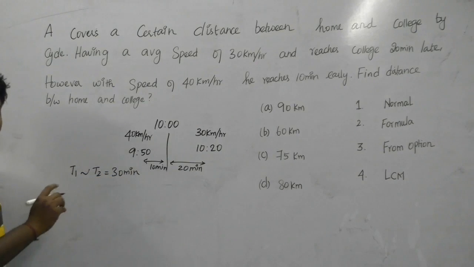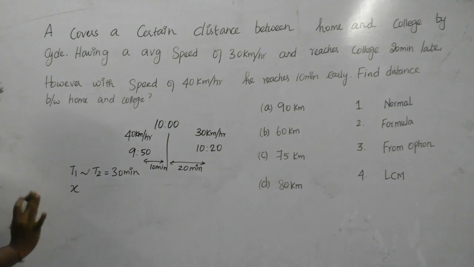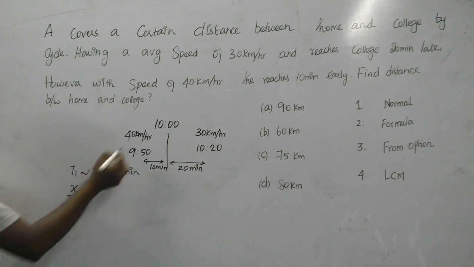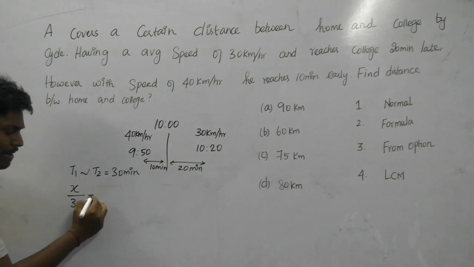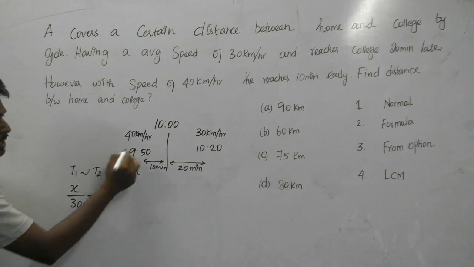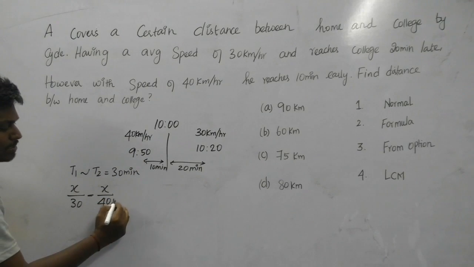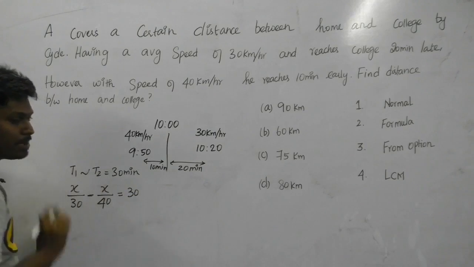Understood? Right? So we know that time equals distance divided by speed, so let's take the distance as x divided by speed. Initially he travels at 30 kilometers per hour, right? The difference is minus, right? Both distances are the same. Time 2 is at distance x, with speed 40 kilometers per hour, right? So x by 30 minus x by 40 equals the difference between both times, which will be 30 minutes.